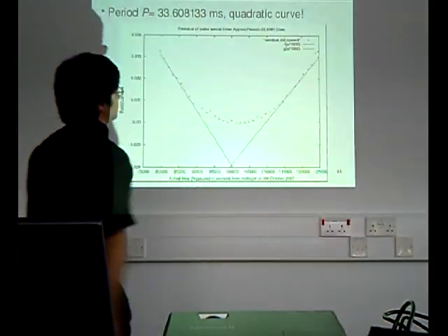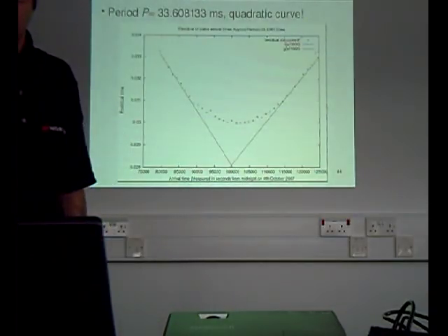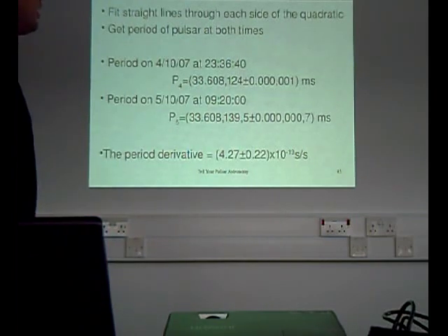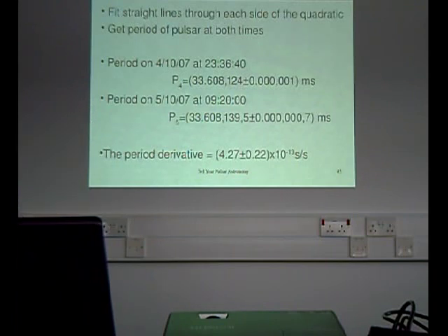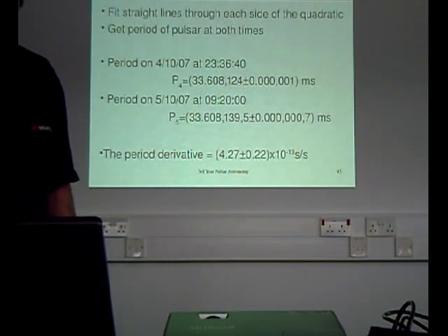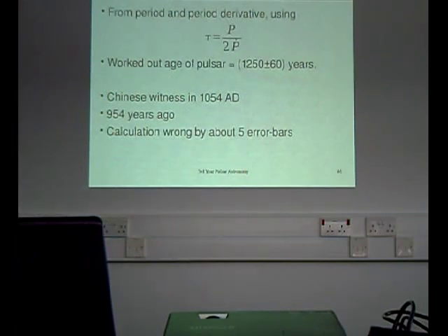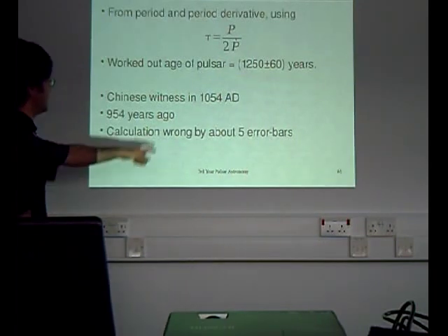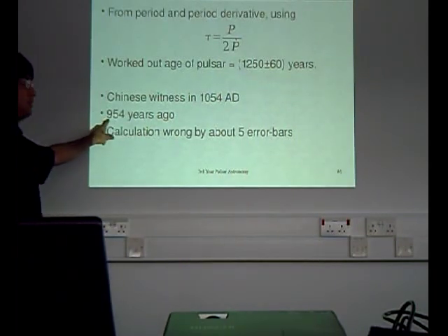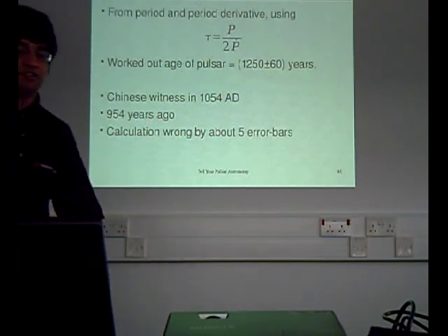However, by fitting straight lines through these using a least squares fit, I can work out the period at those 2 points there, and I worked out the period derivative to be 10 to the minus 13 seconds every second. From the period derivative, we can work out the age of the pulsar, which is 1250 years from our data, and the Chinese only saw it in 1054, that's 954 years ago. My calculation is wrong by 5 error bars.